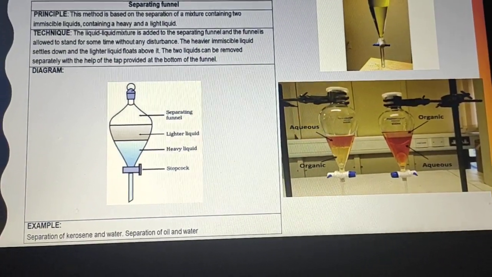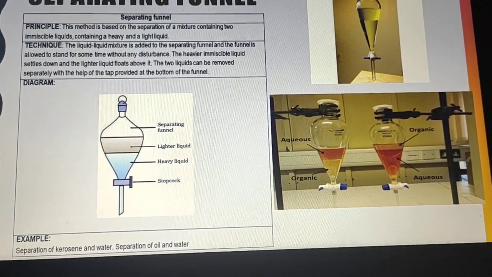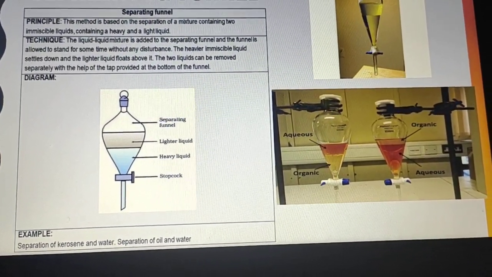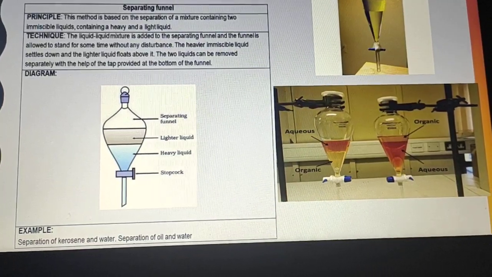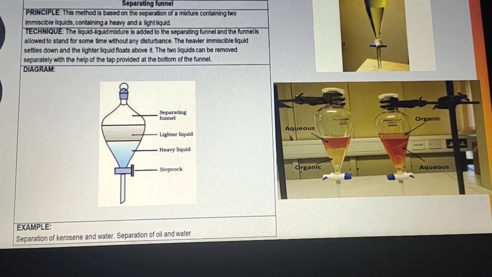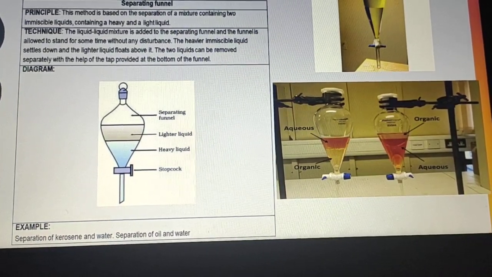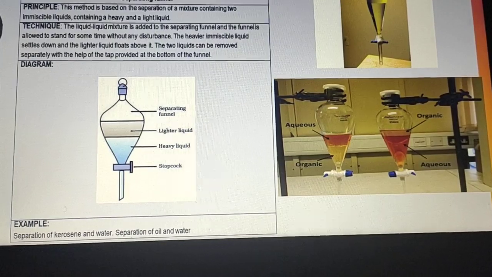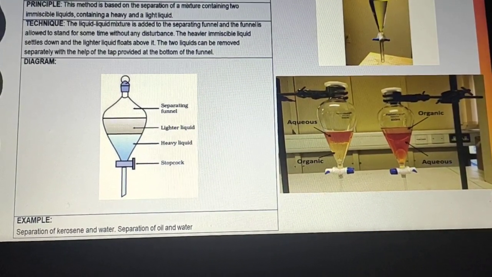This instrument is known to be the separating funnel. And the funnel is allowed to stand for some time without any disturbance. So we should not disturb it, just keep it standing on the clamp stand. The heavier immiscible liquid settles down and the lighter liquid floats above it. The two liquids can be removed separately with the help of the tap provided at the bottom of the funnel.